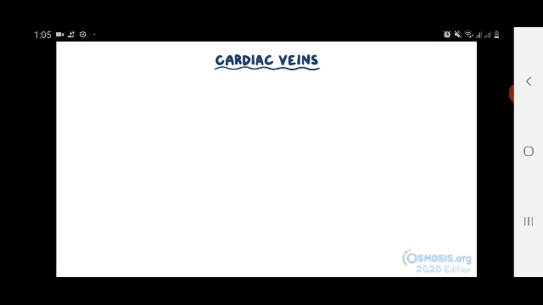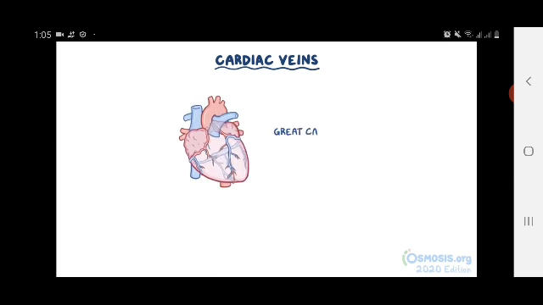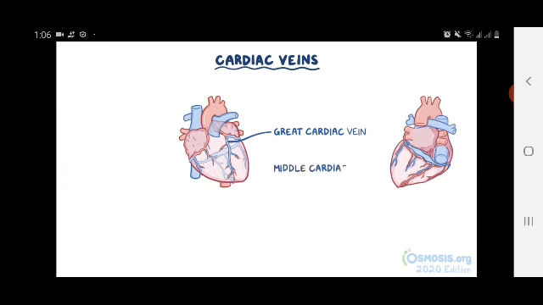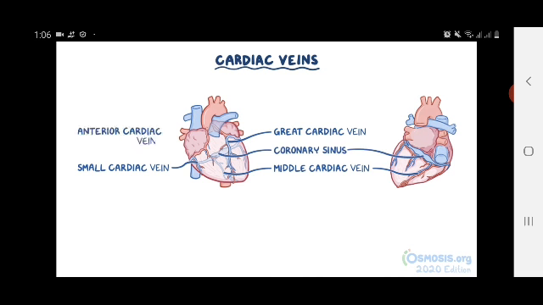So just like their arterial counterparts, there's the great cardiac vein in the anterior interventricular sulcus, a middle cardiac vein in the posterior interventricular sulcus, and a small cardiac vein running along the inferior margin of the right heart. All three cardiac veins empty into one big vessel behind the heart called the coronary sinus, which empties into the right atrium. Then there's also the anterior cardiac veins, which generally empty into the right atrium bypassing the coronary sinus.